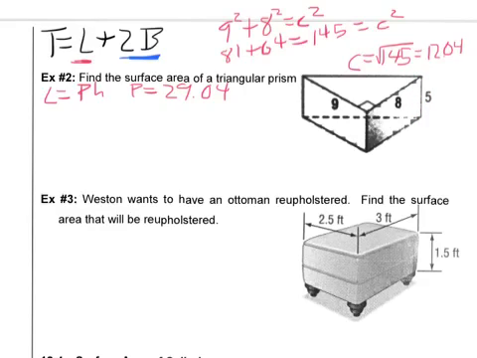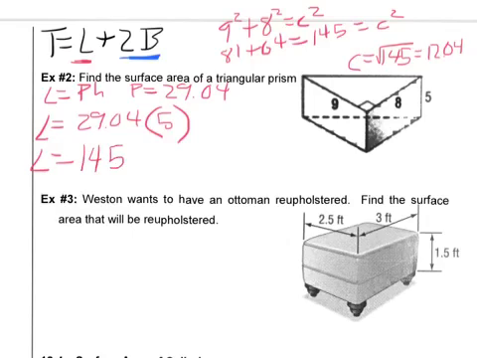So let's plug that into my formula. Lateral area equals 29.04 times 5. Alright, well, let's see. What is that when we plug that into our calculator? We should get, and I'm just doing this in my head, 145.2. And then, so that's the lateral area. Now we just need the area of the bases.